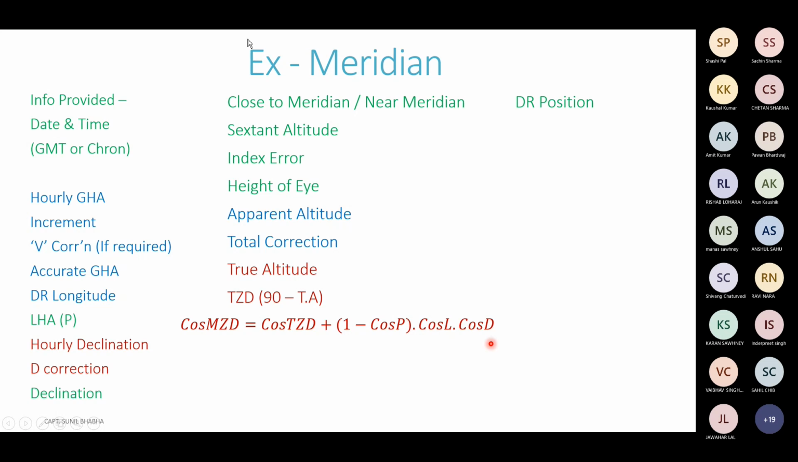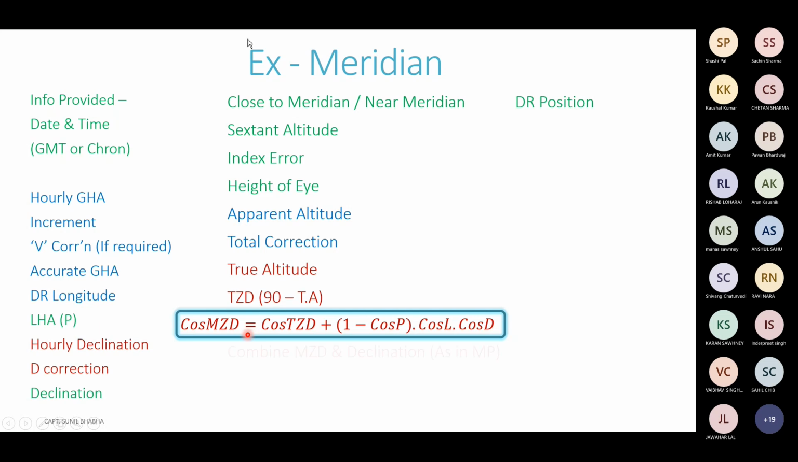We put them in the formula. Using the scientific calculator with a single step calculation, we can obtain the MZD. So this is again a very important formula, not to be forgotten. Make sure that you apply this formula correctly.